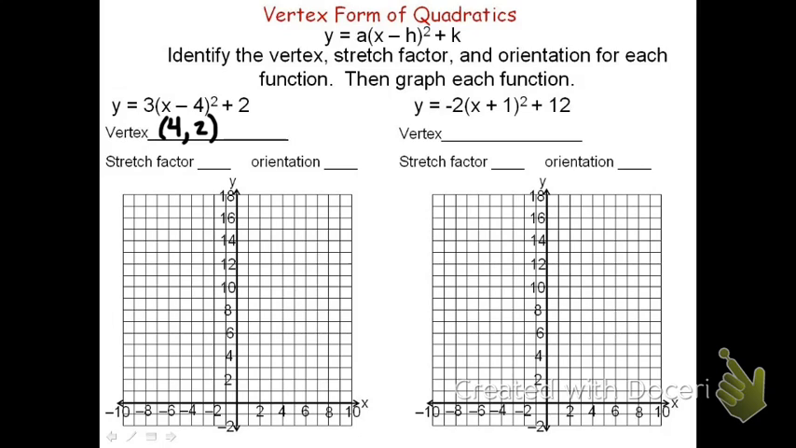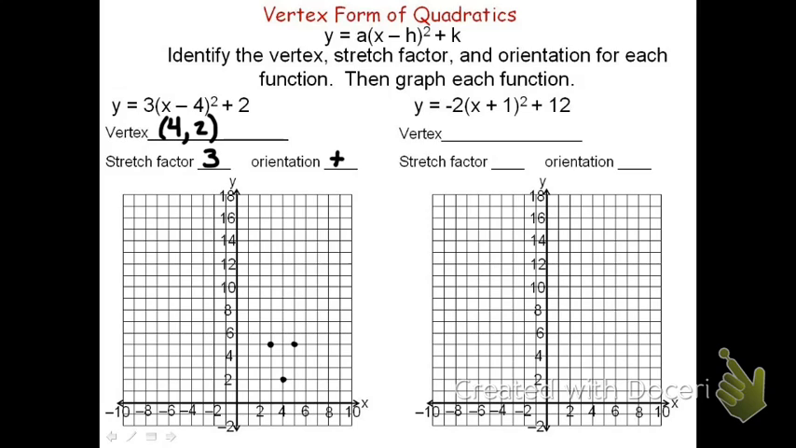Looking at the a value, a is 3. The stretch factor is 3, and it has a positive orientation, meaning the parabola will open upwards. We'll begin by plotting the vertex. 4, 2 would be down here. The parabola has a stretch factor of 3. This means when we go over 1, we'll go up 3 times 1 squared. That would be 3. If we do it 1 to the right, we'll also do it 1 unit to the left. The parabola must have symmetry, meaning the points on the left have to be mirrored to the right.